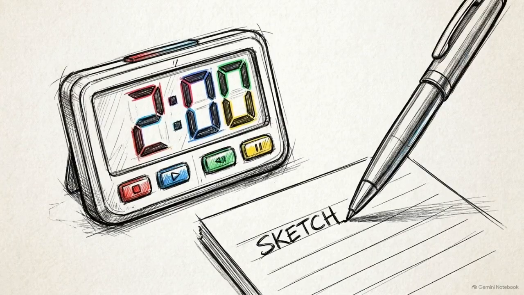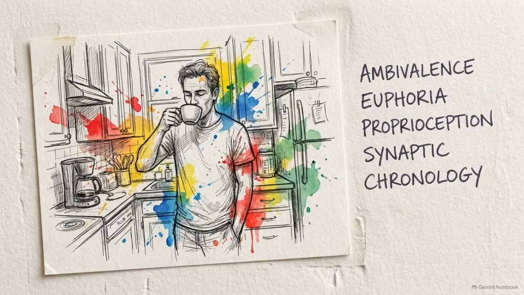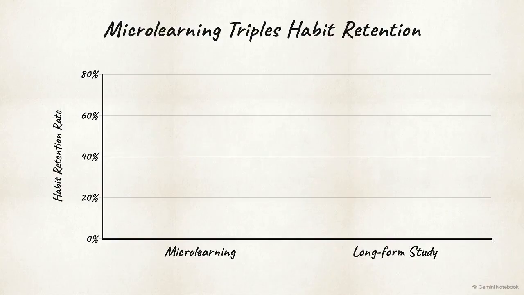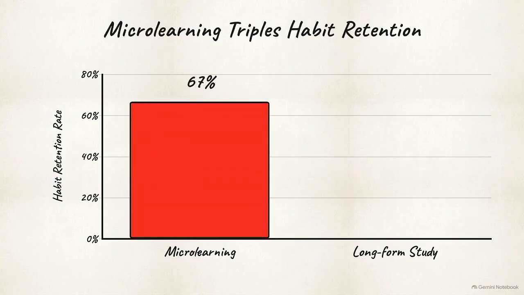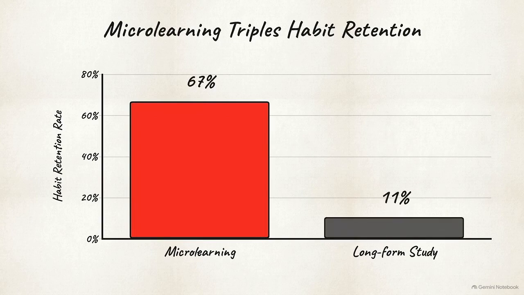Pause the video for 2 minutes. Write your unique sentence in your notebook and speak it aloud 3 times. Framing vocabulary within your own lived experience creates stronger neural associations. This contributes to the 67% habit retention rate observed in microlearning models compared to long-form study.